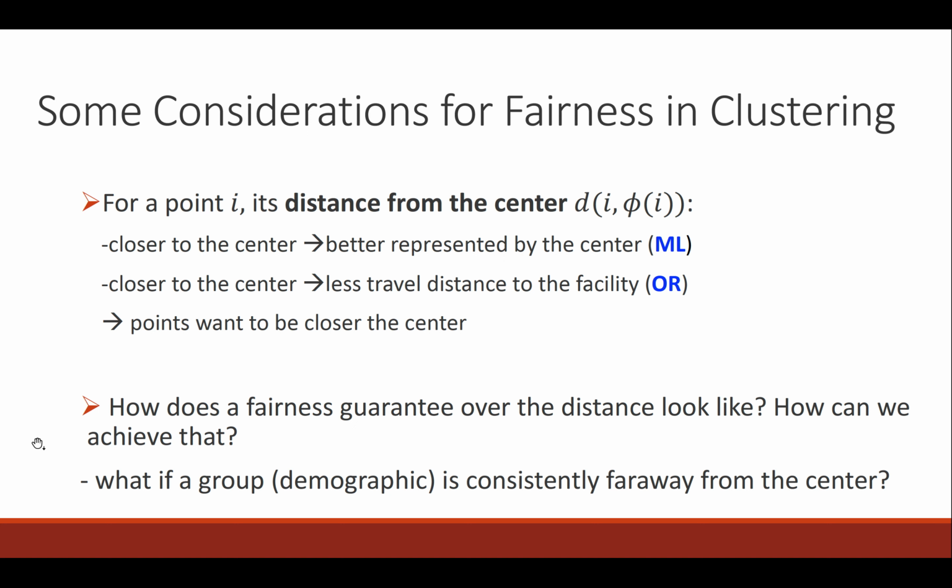Now, if we just consider this, we might think of an algorithm which violates a notion of fairness unintentionally. For example, we might do clustering, but we find that a group or demographic, a collection of points which belong to the same demographic, lie at the edge of the cluster, that is, they're consistently far away from the center. Such a group would basically be receiving a service of a low quality in comparison to other groups, possibly, and that might violate a notion of fairness.